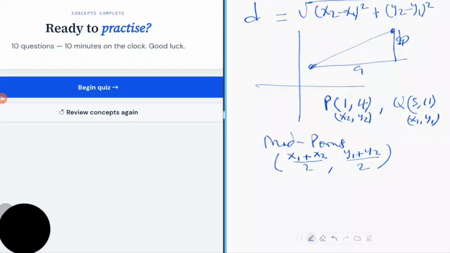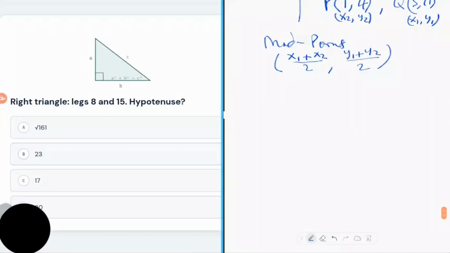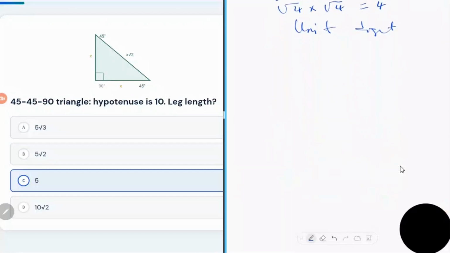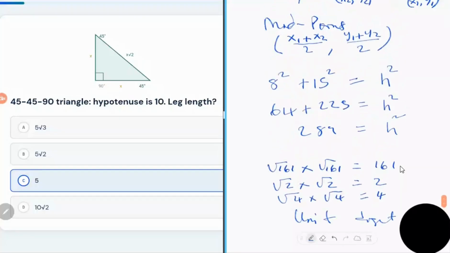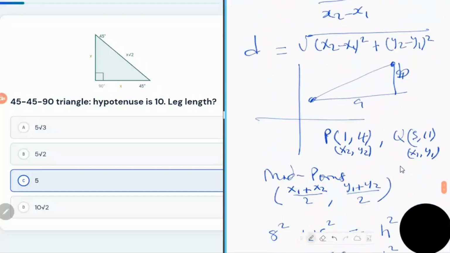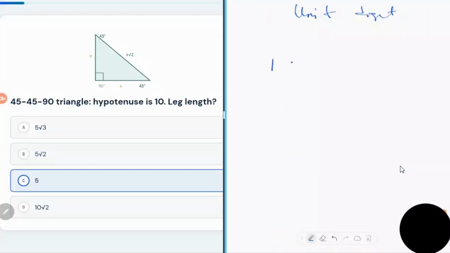So now we begin this quiz. What is the hypotenuse? The hypotenuse squared, h squared, plus 15 squared. Do you know h squared? 64, right? You see, this is 45-45-90. What do we say about 45-45-90? I was able to write it: 1, 1, root 2.